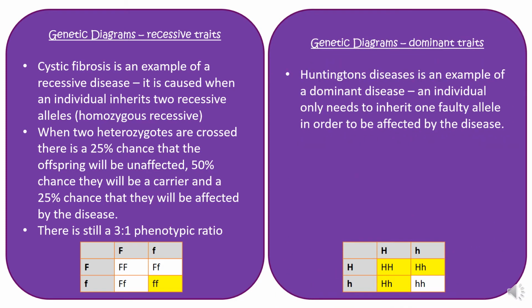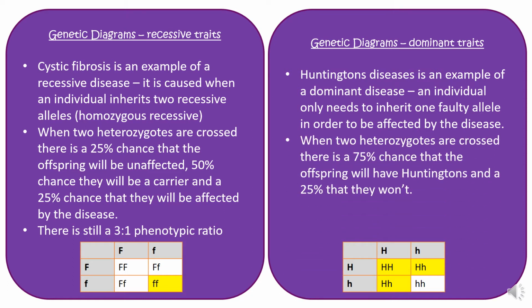Okay, dominant traits. Huntington's disease is an example of a dominant disease. Now, in a dominant disease, you only need to inherit one faulty allele in order to be affected by it. So you can either inherit one or two. But if you only inherit one faulty allele, then you will be affected. That's different to the recessive trait because with one faulty allele, you're a carrier, you're not affected.